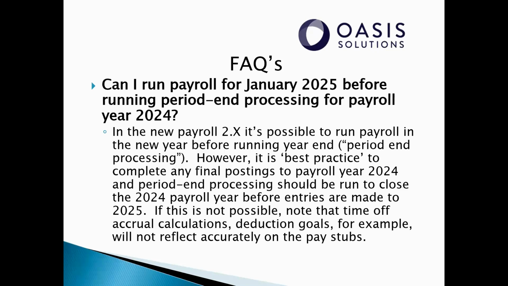However, it's not really best practice to do that. And the reason for that is when the period end processing runs, when it's at the end of the year like that, it resets several calculation buckets. Things like your time off accruals, deduction goals, things like that get reset. And if you don't do your period end processing before your first payroll, then that information is not going to reflect accurately on your pay stubs for that first payroll of the year. So can you? Yes, you can run the new payroll before finishing out period end processing on the prior year, but best practice is, if you've finished all your payroll for the prior year, go ahead and do your period end processing.